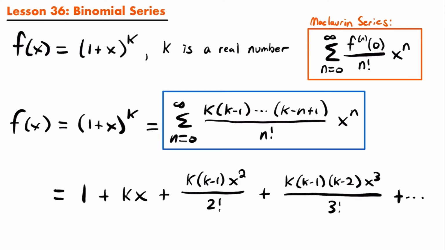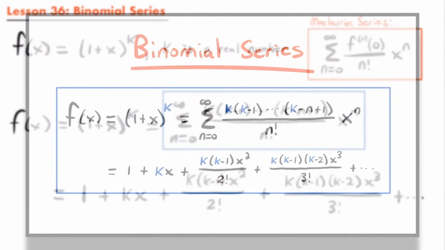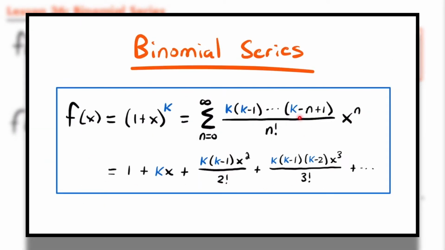The actual value of the terms is going to depend on what the value of k is, which is the power of that function, right? 1 plus x to the power of k, that value of k determines what these terms will look like for a particular series. All right, so to summarize, this is the binomial series.